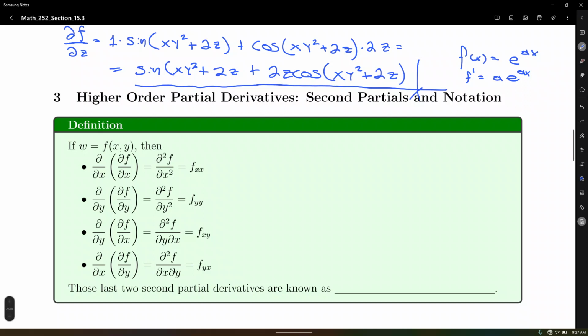So inductively, you would have the nth derivative to be a to the n e to the ax, right? So if you want to find the 97th derivative of f of x equals e to the 2x, that would be 2 to the 97th e to the 2x, right? Without having to go through the remaining 96 derivatives.